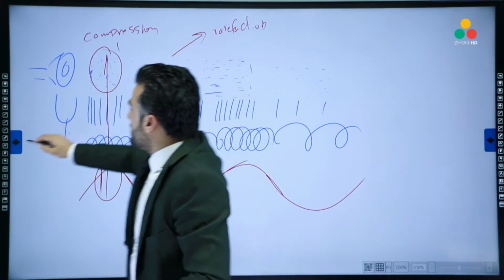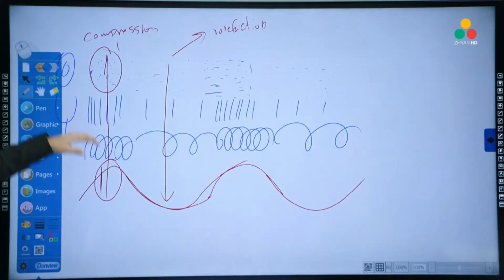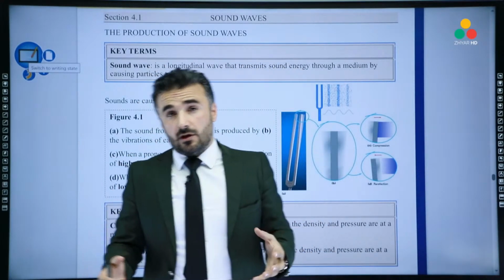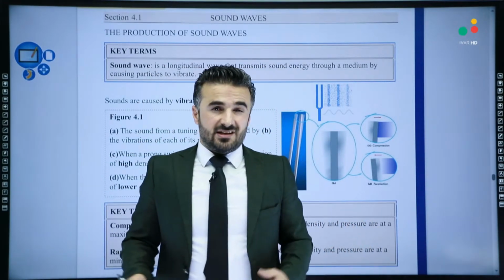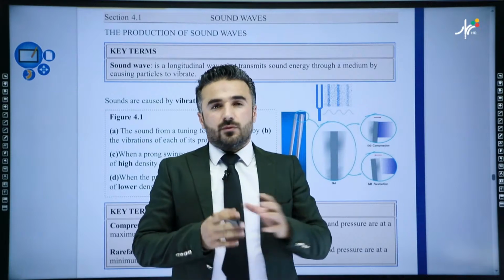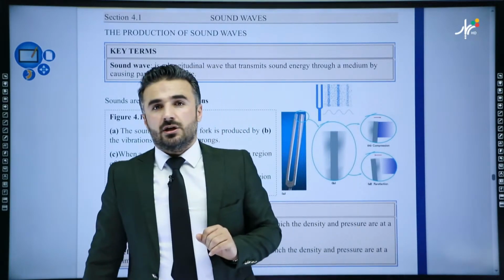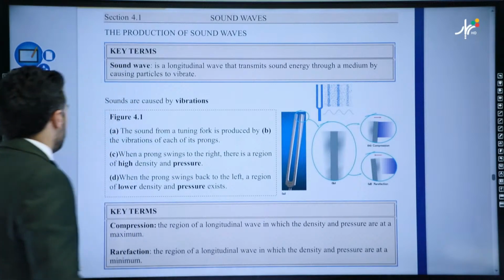All right, so now you tell me, what is the difference between compression and rarefaction? So compression is a region where the air particles are very close, where the pressure and density are the highest. Rarefaction is the region where the air particles are far from one another, or the pressure and density are the minimum, or the least, you can say.